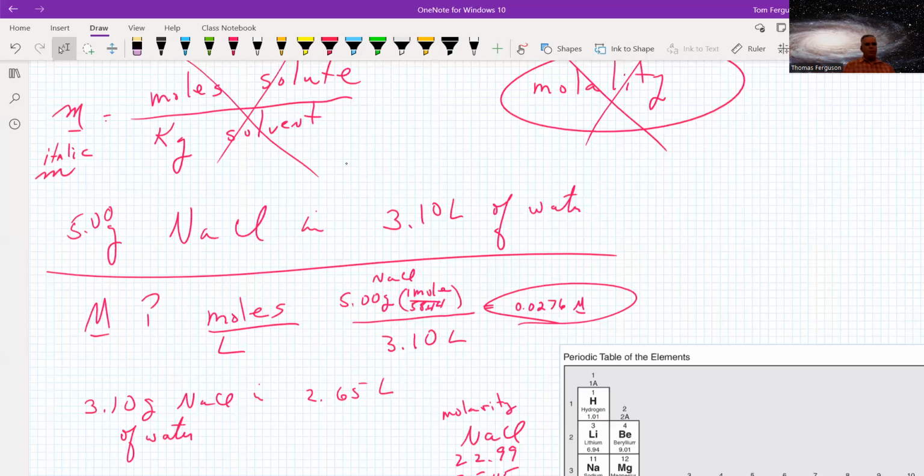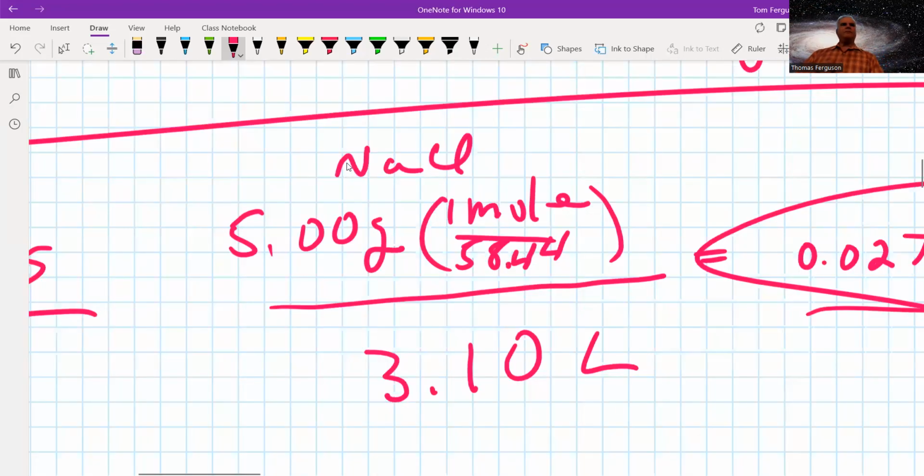All right, so if I had 3.10 liters of water and I threw in 5 grams of salt, what's the concentration of that salt solution? Well, definition of concentration is moles per liter. That means we have to figure out the moles of solute. What's the solute there? Yeah, it's the sodium chloride, right? So we need to calculate the molar mass of sodium chloride from the periodic table, which is 58.44. So we're taking that 5 grams now.